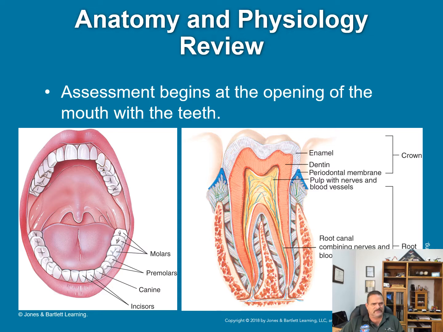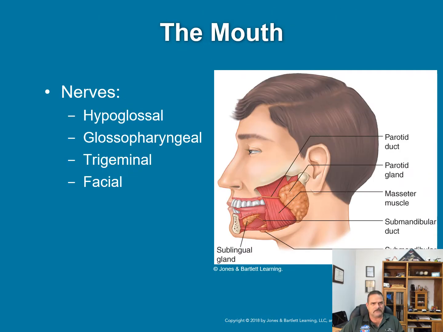All right, so your anatomy and physiology, obviously here's the mouth. It looks like Steven Tyler's mouth. It's huge. Oh my God. And then the structure of the tooth, the different breakdown of the tooth, all the different teeth, the molars, premolars, canine, and incisors. Mouth, a lot of nerves in there. Hypoglossal, the glossopharyngeal, trigeminal, and also the facial nerves. That all represent a certain job within the head itself.